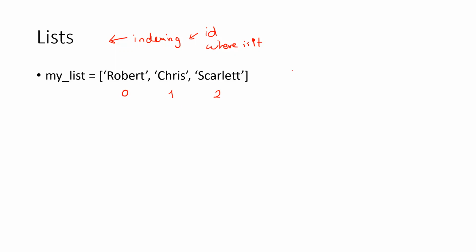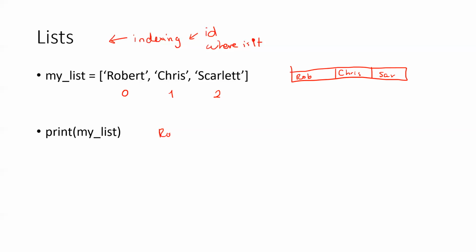This is as if we had a big list, and it's divided into a lot of elements, and Robert would be here, Chris would be here, and Scarlett would be here. Okay. So if we actually print this, we would see Robert, then Chris, and Scarlett. Okay. No big deal. They're all strings, and that wouldn't be any problem.